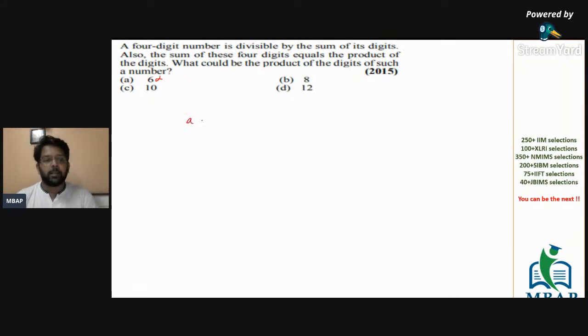For example, if I consider A into B into C into D as 8, how can I write 8? By multiplying any of the numbers 1, 2, 4, 8. If I take 1, 1, 1, 8, I'm sure the product will never be equal to the sum, because the product is 8 and the sum is 8 plus 3, 11.